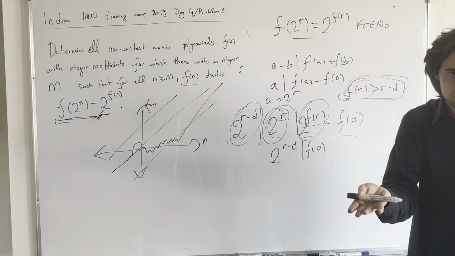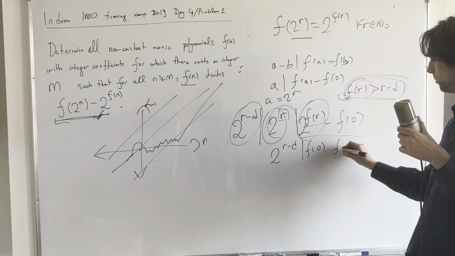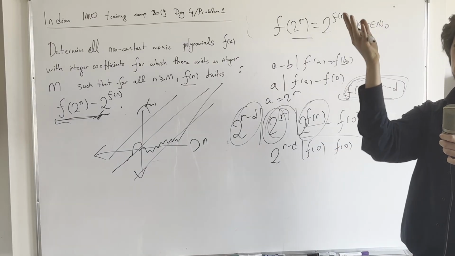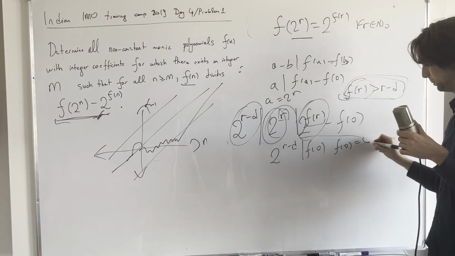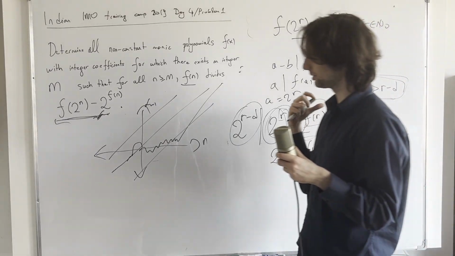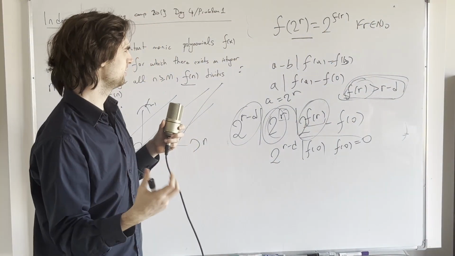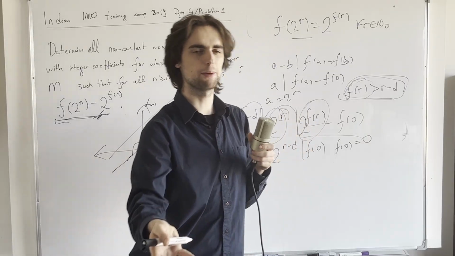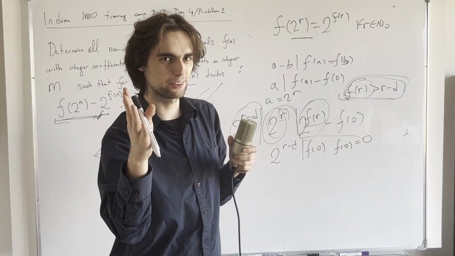Which means what? It means that f of 0 is going to have infinitely many powers of 2 that divide it. And so f of 0 needs to be equal to 0. Now, we've proved that f of 0 is 0. Now what do we do? What's the next step? Pause for 5 minutes and figure it out.